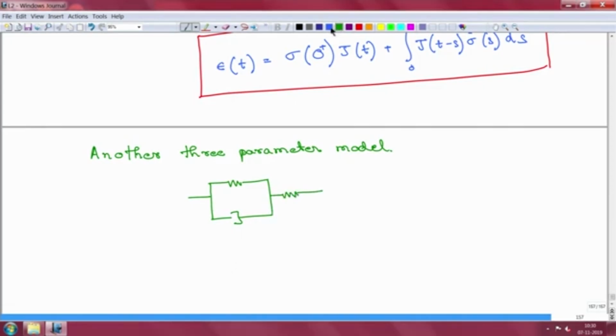Now let us say this is E, this is my dashpot characterized by eta, this is my another spring which is E1. The obvious question one needs to ask before we even try to solve this is, will this have a solid like behavior or a fluid like behavior? Now, this is a Kelvin Voigt model. So, we have put a Kelvin Voigt in series with another spring.